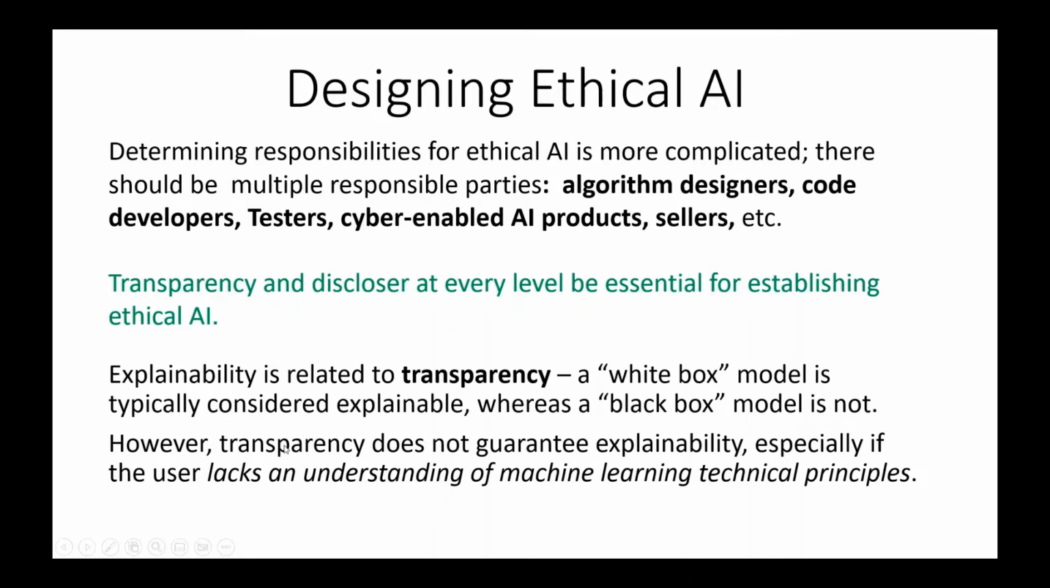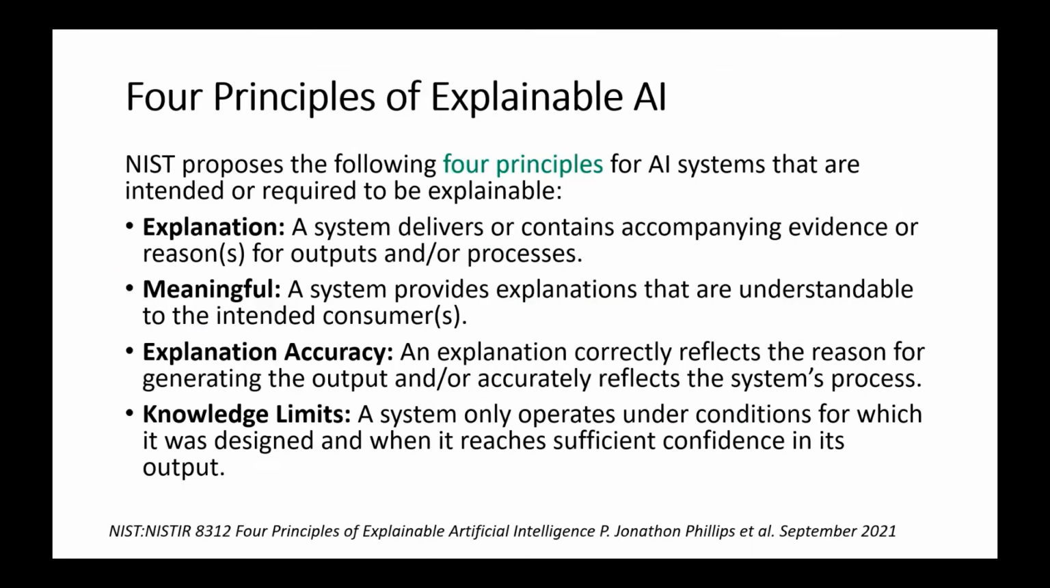However, transparency does not guarantee explainability, because it requires human understanding, users' understanding, and technology developers' understanding of how things are working. So the understanding of machine learning technical principles needs to be clear. NIST provided 4 principles for building explainable AI. And what are those principles?